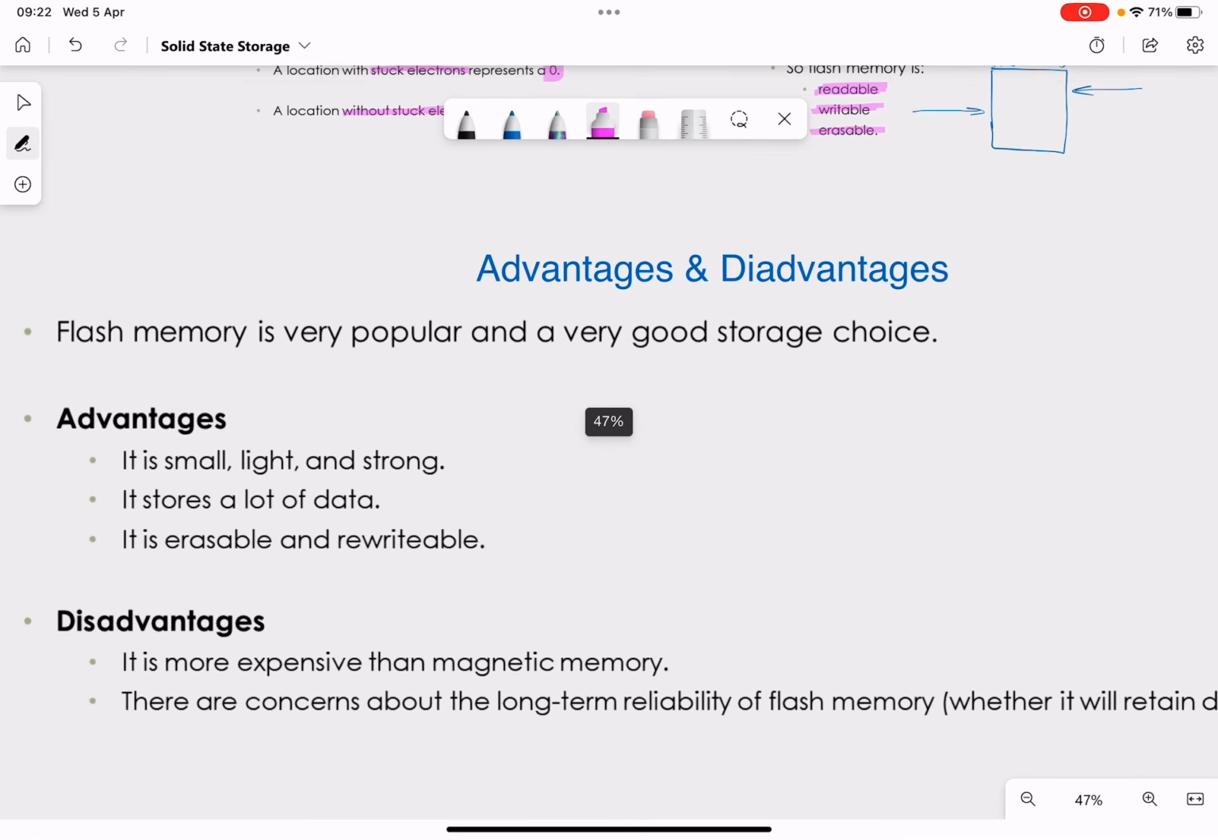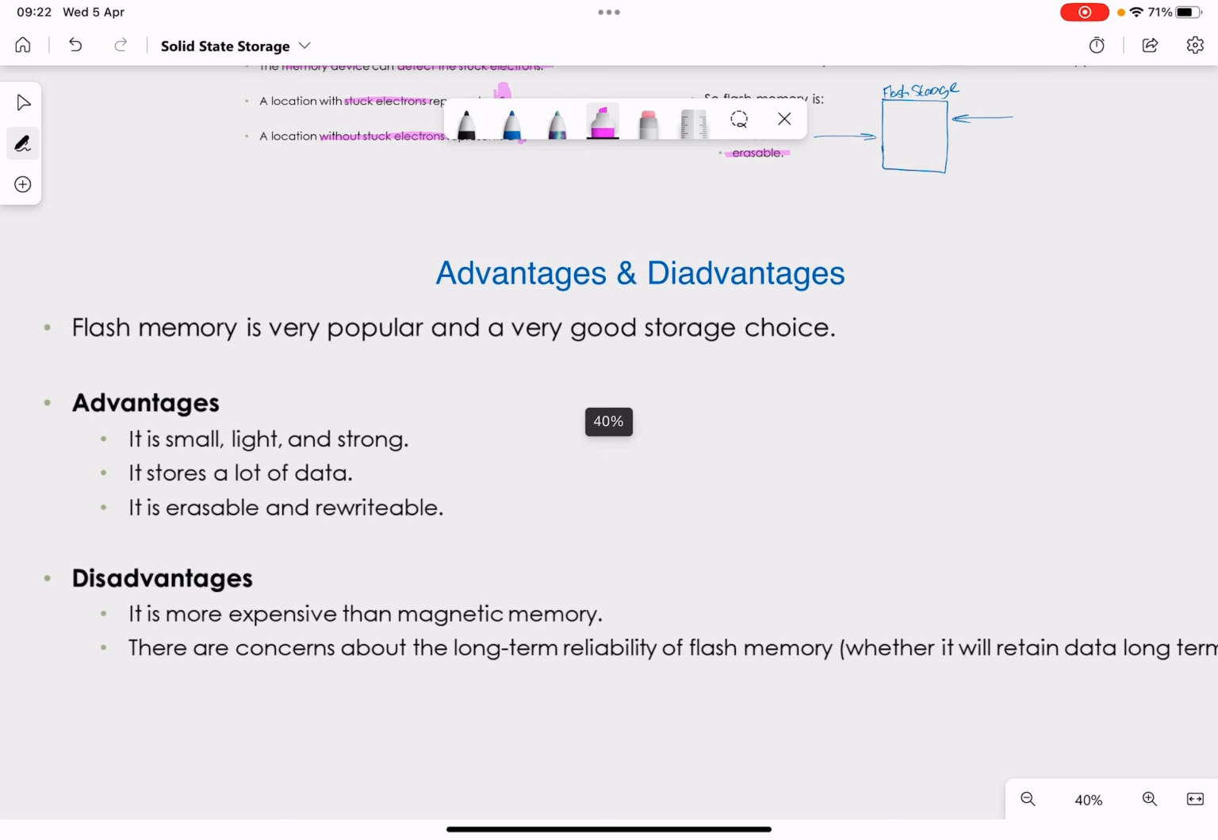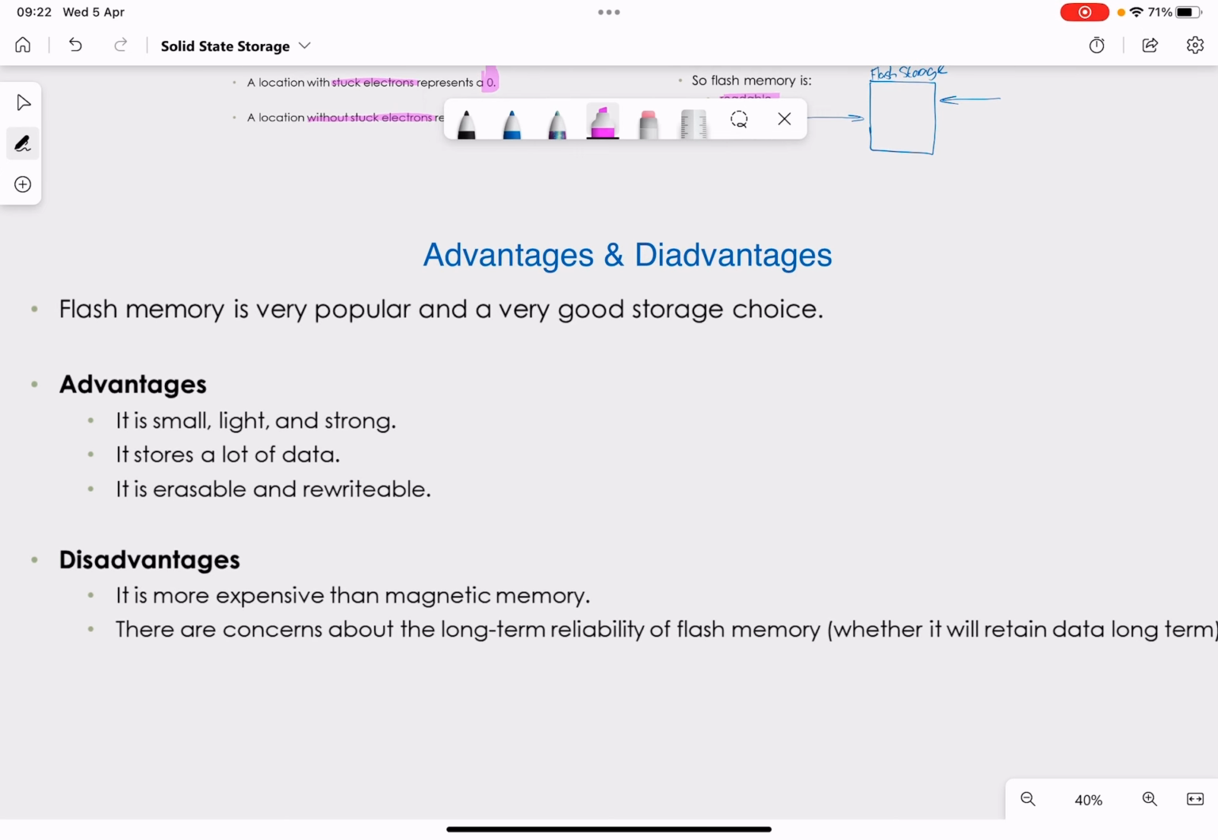So let's have a look at some advantages and disadvantages just to finish off. So it is very popular. It's a very popular choice of storage. It's not always the best choice. If you get an exam question, please make sure you think about how much storage you need, how much money you have, who will be using it, etc., etc. But you can watch the video about choosing what type of technology to use if you can't remember that.